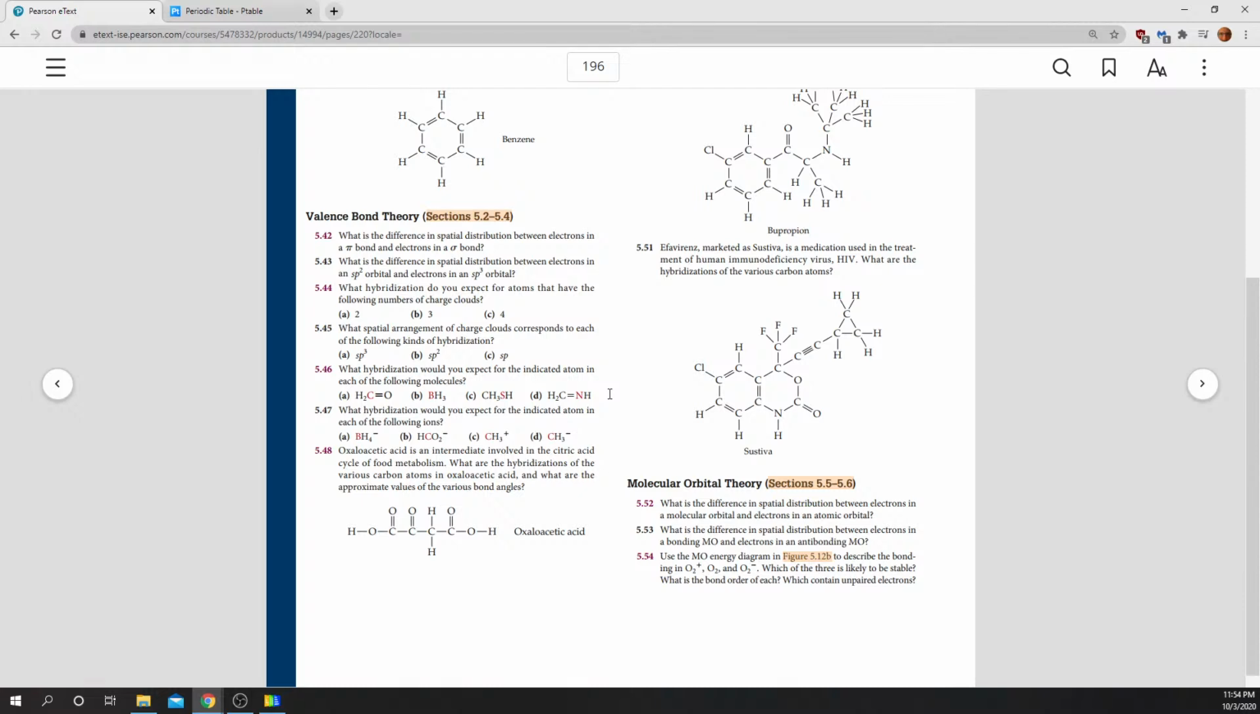Oxaloacetic acid is an intermediate involved in the citric acid cycle of food metabolism. What are the hybridizations of the various carbon atoms in oxaloacetic acid? And what are the approximate values of the various bond angles? Well, decent practice. All right, so trig planar means sp2 hybridized and around 120 degrees. Trig planar again, so sp2 and about 120. This has 4 bonds, so it's sp3 hybridized and it's 109.5-ish. And trig planar again, so sp2 and about 120.